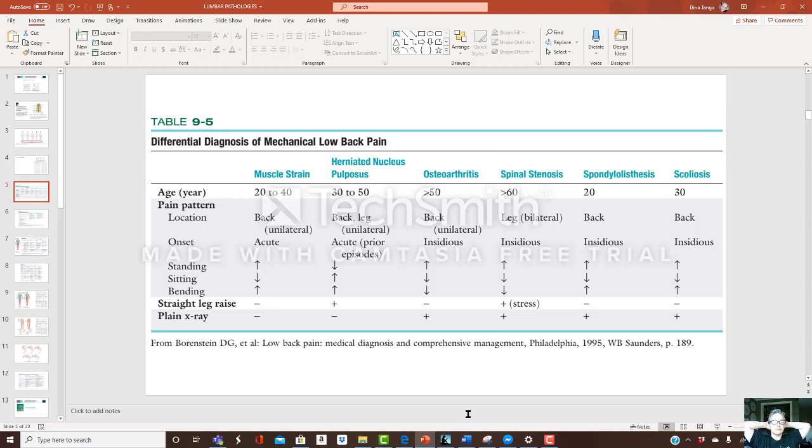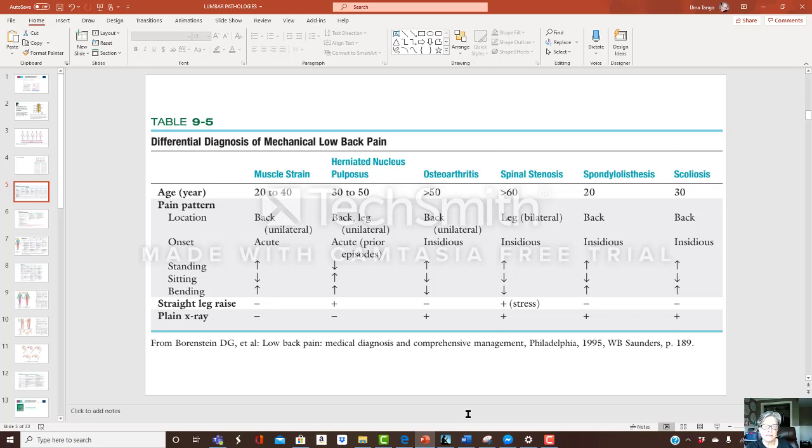So for muscle strain, the age is typically between 20 and 40. Pain pattern is in the back. Location is in the back, unilateral. Onset is acute. Standing and bending increase. Sitting decreases. Straight leg raise is negative and plain x-ray is negative. You're not going to detect this on a plain x-ray.